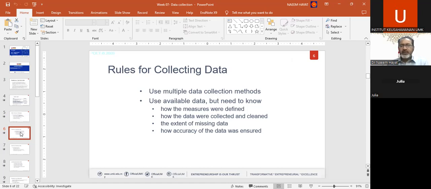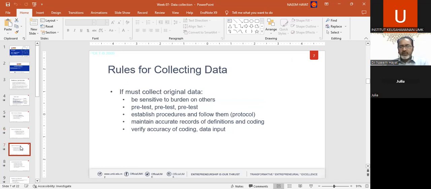Another issue related to available data is the accuracy of the data. How was the data accuracy ensured, so that the data at hand is quite good to use for another kind of analysis, or for getting meaning as well as some analysis that we need to perform? So these are some of the rules or tools we need to keep in mind while we are having the data.